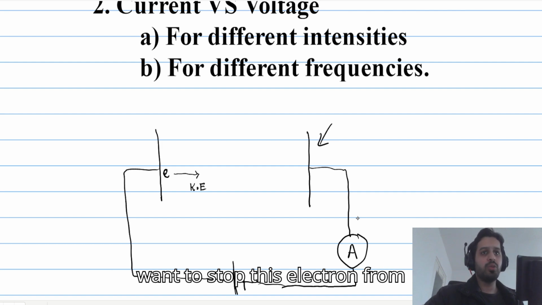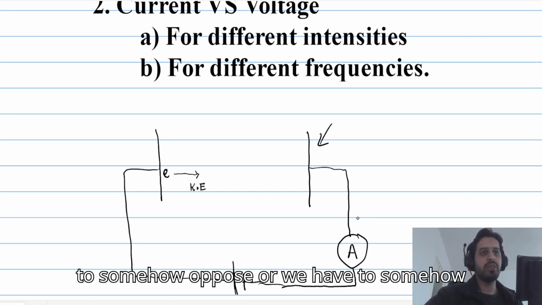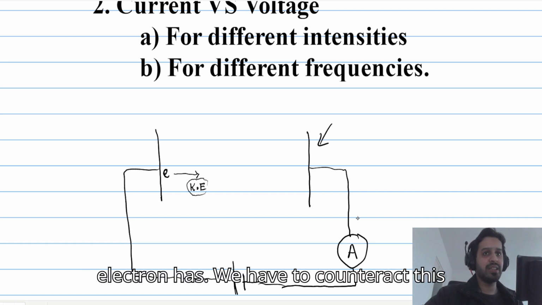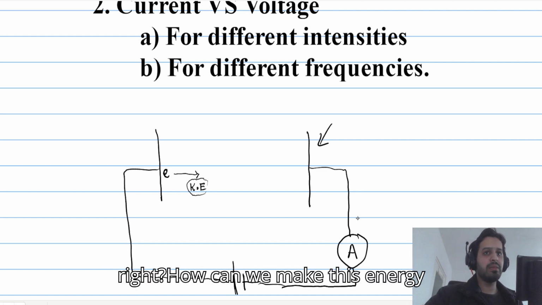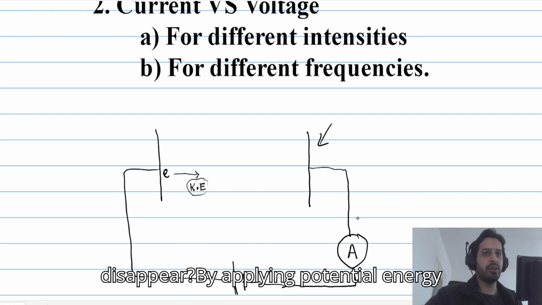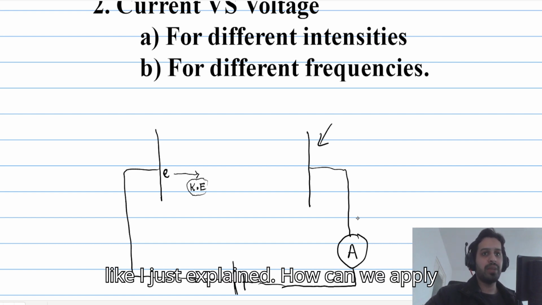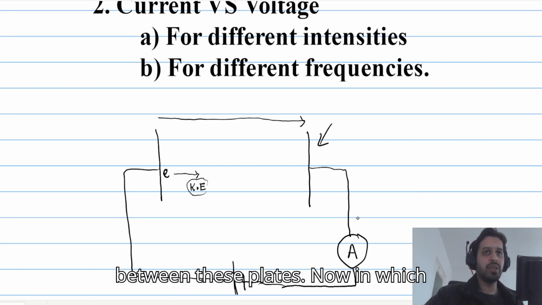Now we want to stop this electron from reaching this plate, which means we have to somehow oppose, or cancel, the kinetic energy that this electron has. We have to counteract this kinetic energy, right? How can we make this energy disappear? By applying potential energy, like I just explained. How can we apply potential energy? By providing some potential difference between these plates.